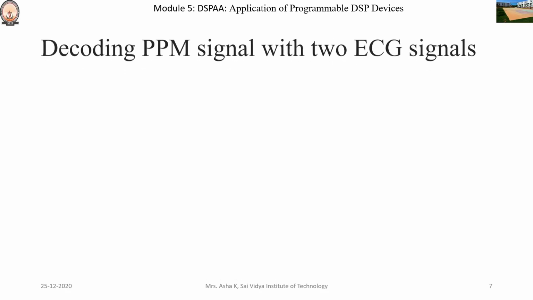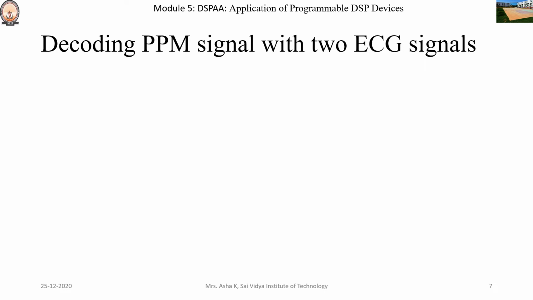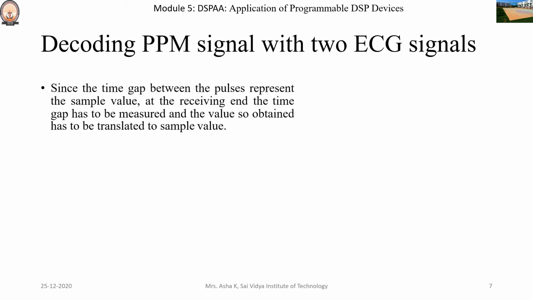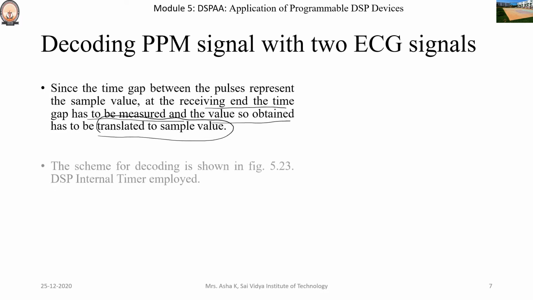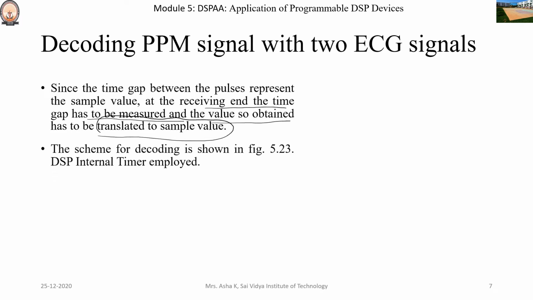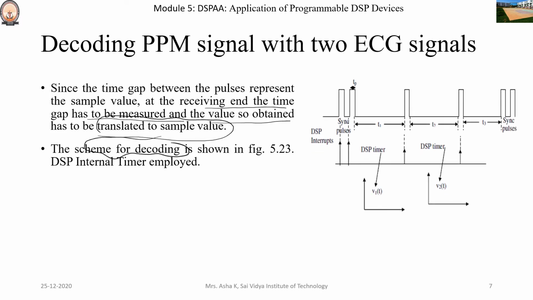Now let us discuss the decoding of the pulse position modulated signal with two ECG signals. Since the time gap between the pulses represents the sample value at the receiving end, the gap has to be measured and the value so obtained has to be translated from the PPM signal. Hence, the decoding scheme is shown in this diagram, where the DSP internal timers are involved.